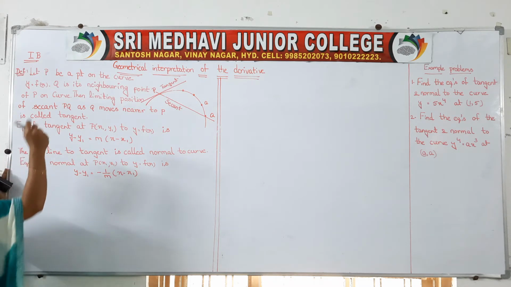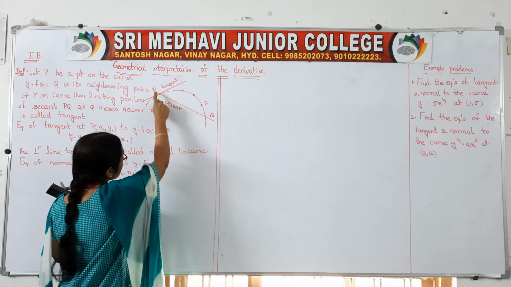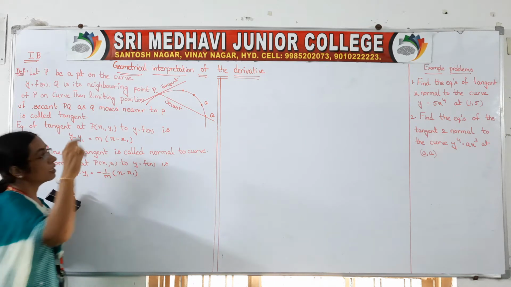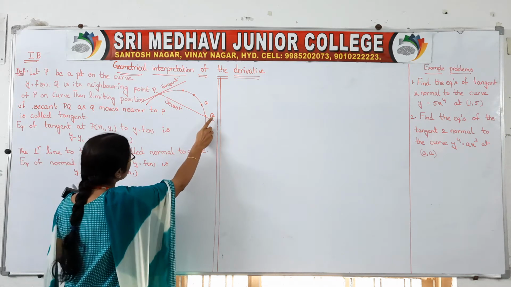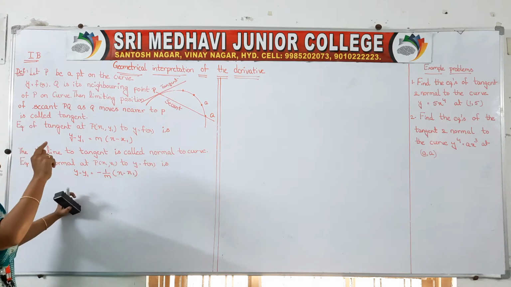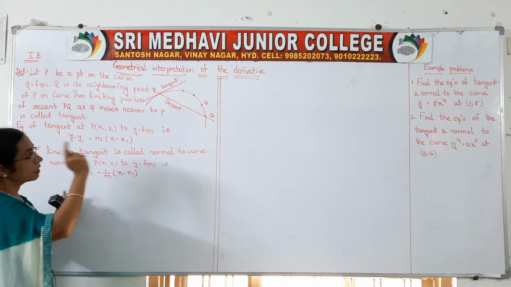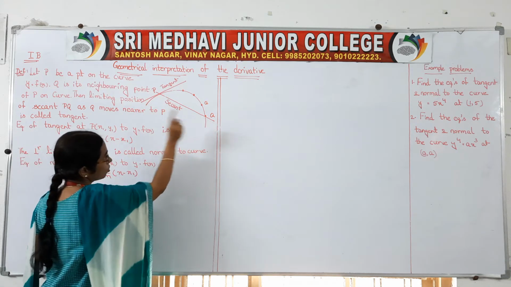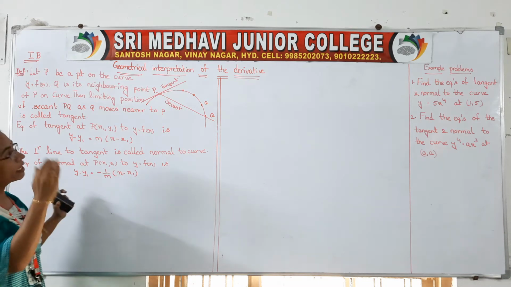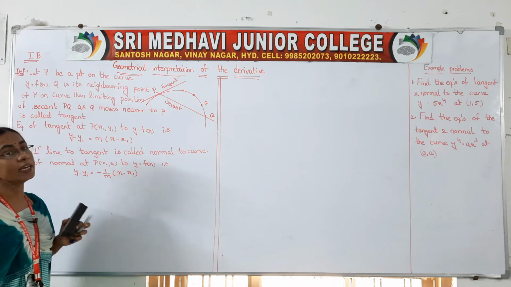Observe, let P be a point on the curve. This is your curve and P is a point on the curve. And this Q is a neighboring point to P, on the curve only. If we take the line through PQ, it is called a secant, right? So the limiting position of this secant is called the tangent.